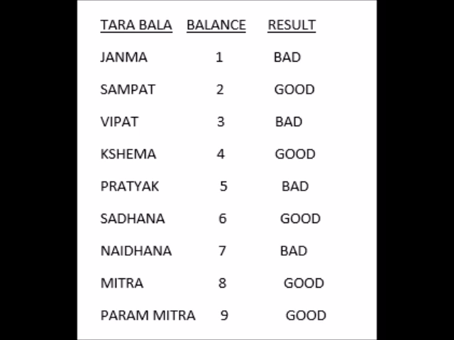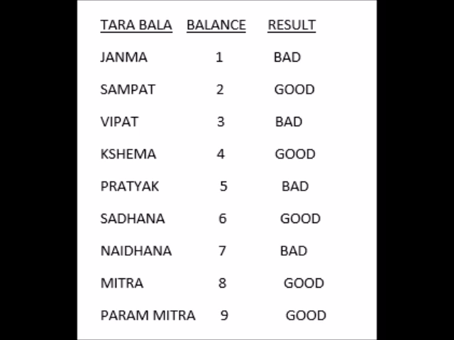In case you get a balance of 1, that comes under Janma Tara. In case you get a balance of 2, that comes under Sampat Tara, and you'll see that on the screen. In case you get a balance of 3, you get Vipat Tara. A balance of 4, you get Shema Tara. A balance of 5, you get Pratyak Tara. A balance of 6, you get Sadhana Tara. A balance of 7, you get Nidhana Tara. A balance of 8, you get Mitra Tara. And a balance of 9, you get Paramamitra Tara.